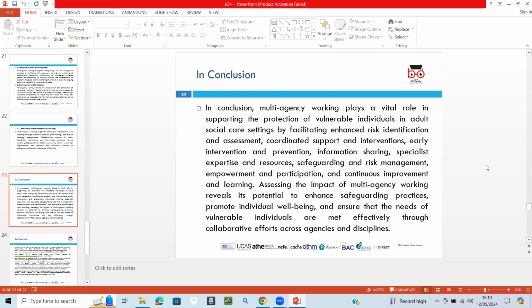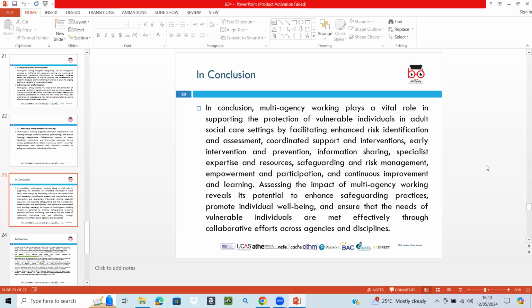So, assessing the impact of multi-agency collaboration underscores its potential to ensure that the needs of vulnerable individuals are effectively addressed through coordinated efforts across agencies and disciplines. This collective approach not only enhances the protection and support provided to vulnerable individuals, but also fosters a culture of collaboration, learning, and continuous improvement within adult social care settings, ultimately leading to improved outcomes and enhanced well-being for those in need of care and support.